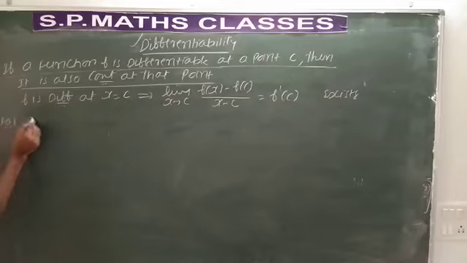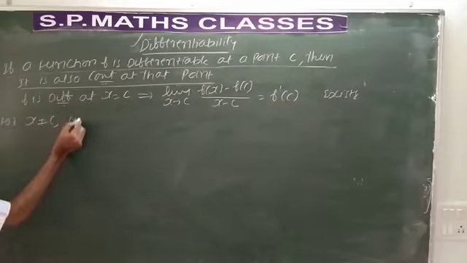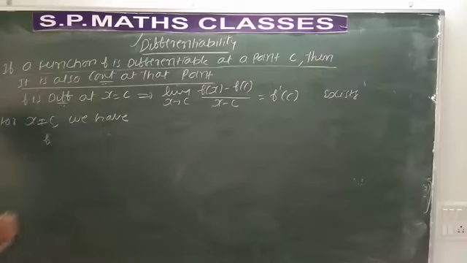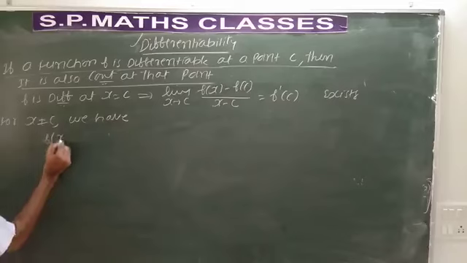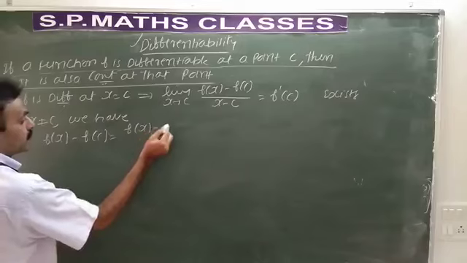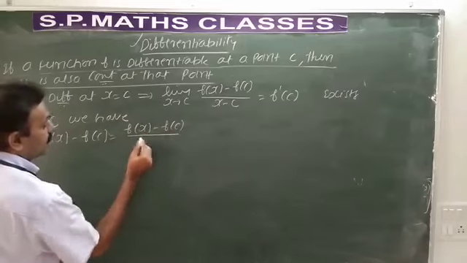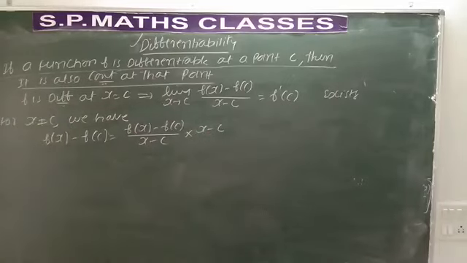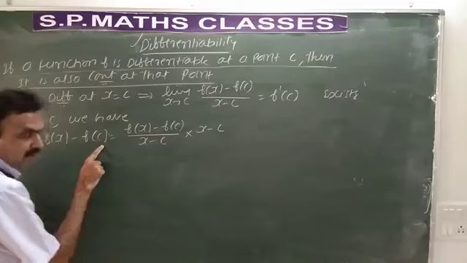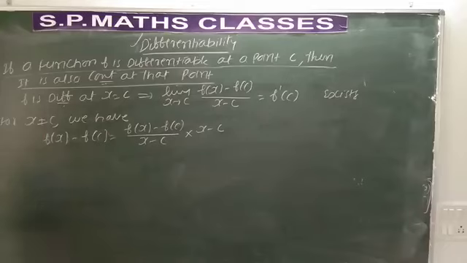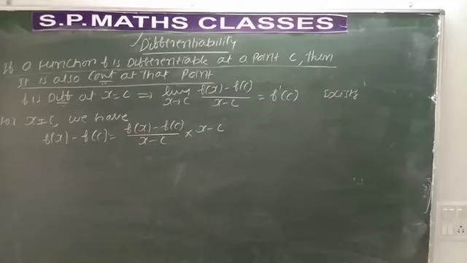Now, for x not equal to c, we have f of x minus f of c, which can be written as f of x minus f of c divided by x minus c, into x minus c. I think you have understood how we can write this. We have written the same thing: x minus c in the denominator, and the same x minus c in the numerator. That's what we have done here.